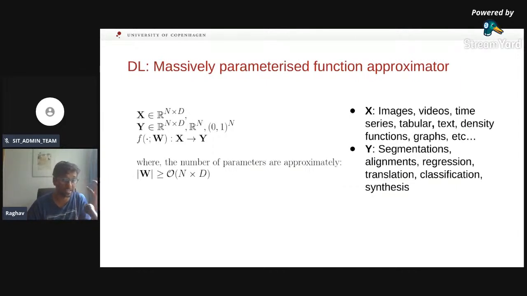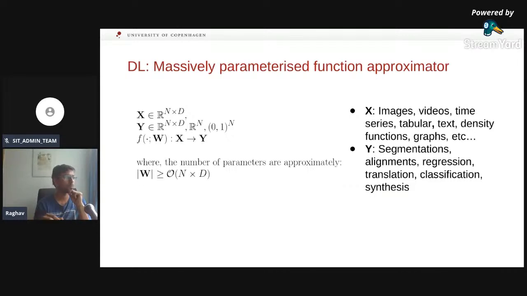This is my understanding of deep learning. Deep learning is a massively parameterized function approximator. You can approximate any arbitrary function. Now it just depends on how well you approximate, right? The function can take anything as input and give you some corresponding output, and you want to do that mapping. That function f is what you learn in deep learning.